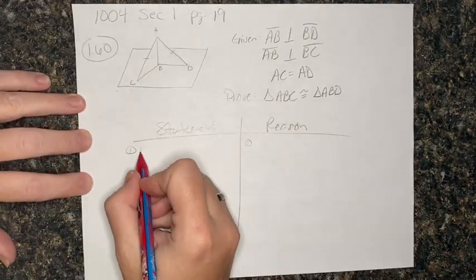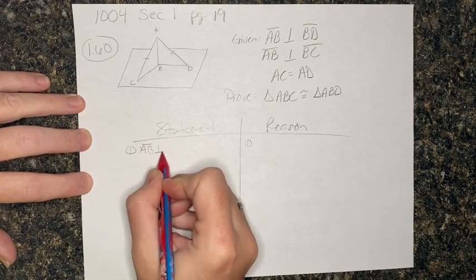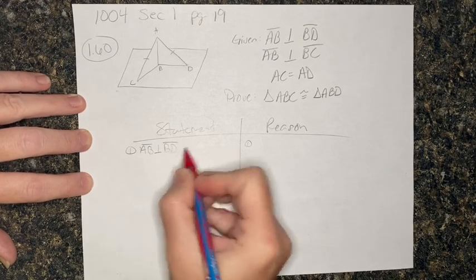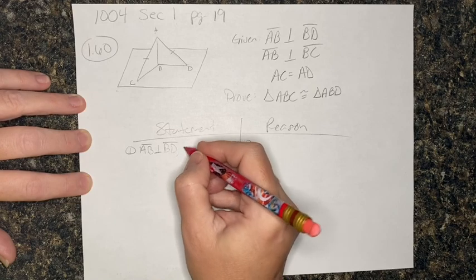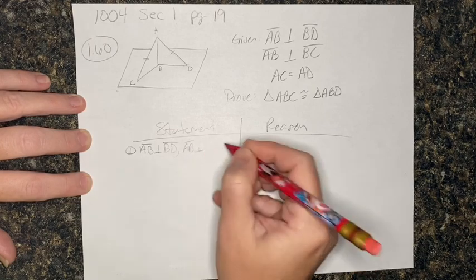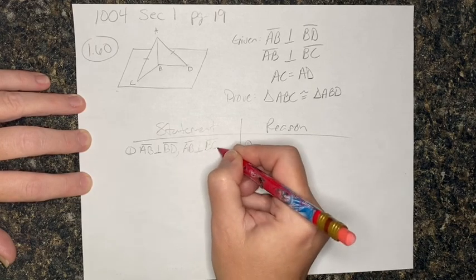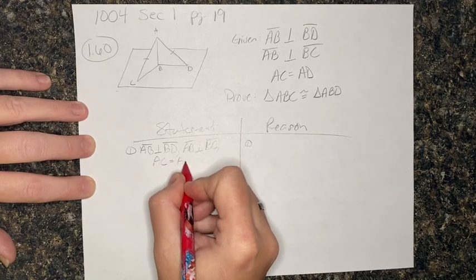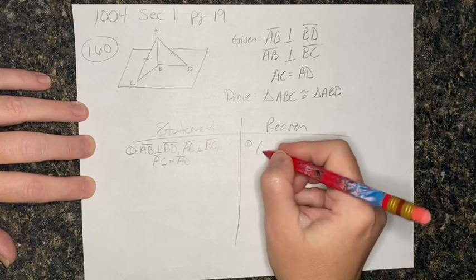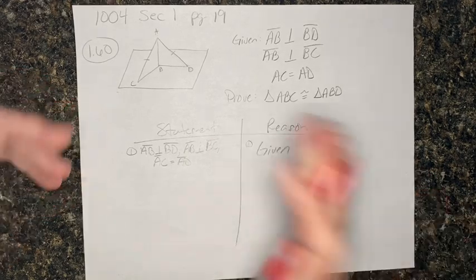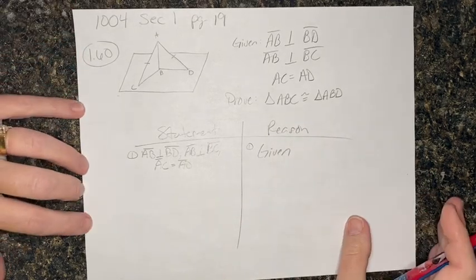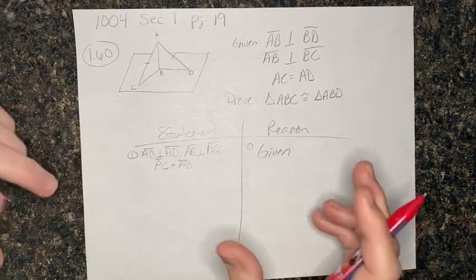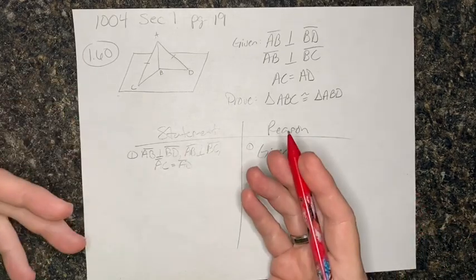First things first, we have to label all of our given information so that we can move forward. AB is perpendicular to BD. AB is also perpendicular to BC, and I need an extra space. AC is equal to AD. All right. And all this was given information. We know it's true because it was given to us. All right. So what's the next step we want to take?